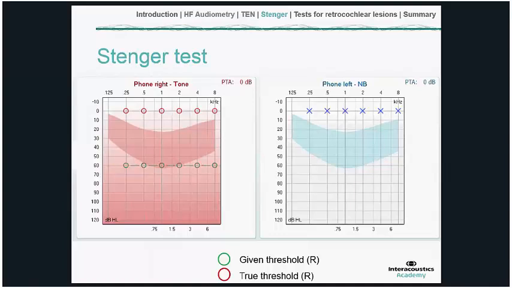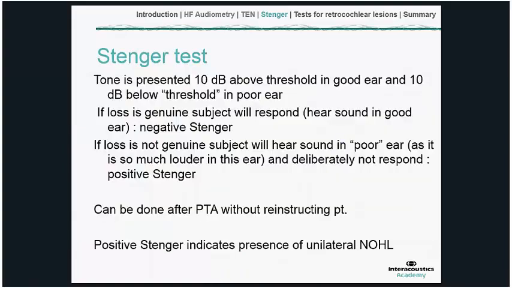Of course, there might be reasons, perhaps information that the patient provides in the history, or some pattern to their responses to the audiogram, which might make one wonder whether or not there's a non-organic component to the loss. In that case, the Stenger test, if it's a unilateral pattern like this, can be invaluable in identifying whether that is the case or not. And so the procedure is as follows.